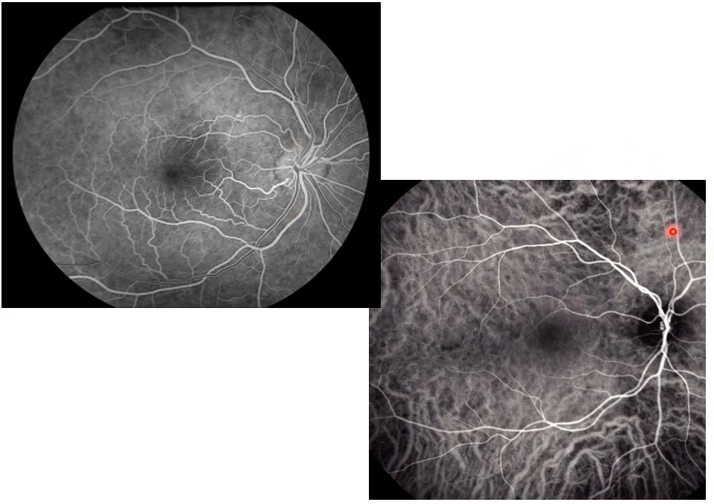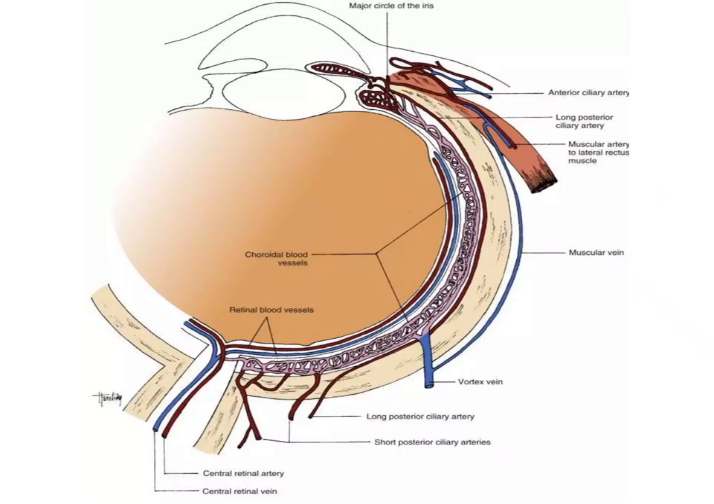This one's an indocyanine green angiography, which is specific for choroidal blood vessels. So you see these vessels in the background, these are the choroidal blood vessels. They are more vertical and they are thicker and larger than the retinal blood vessels. Okay, so this is a picture of an ICG or indocyanine green angiography.